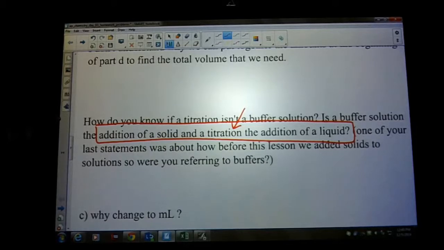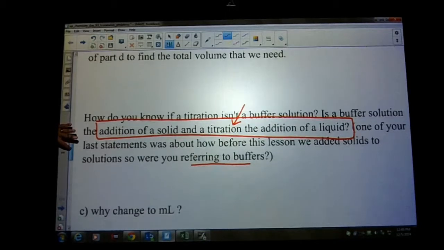All right, one of your last statements was about how, before this lesson, we added solids to the solution, so were you referring to buffers? Yeah, I like that. Okay.